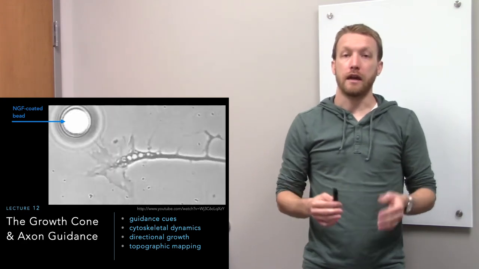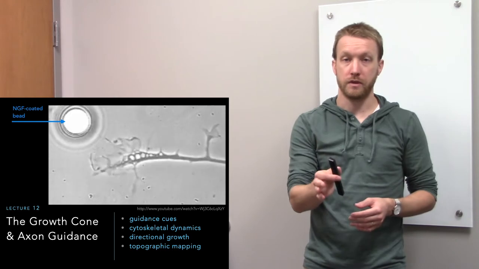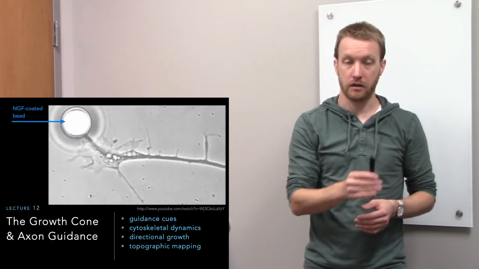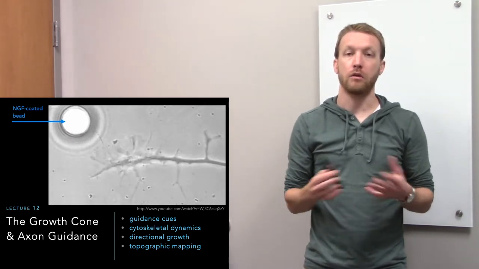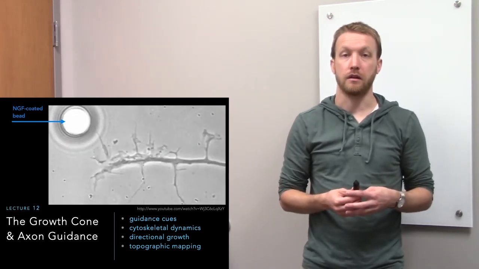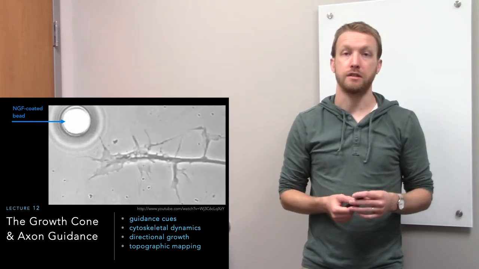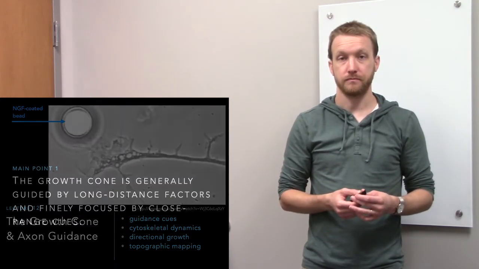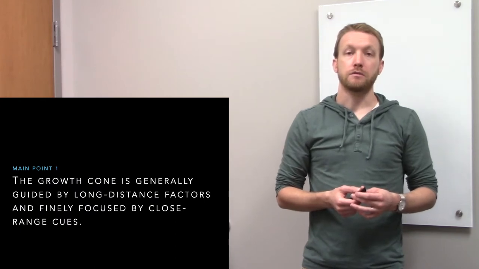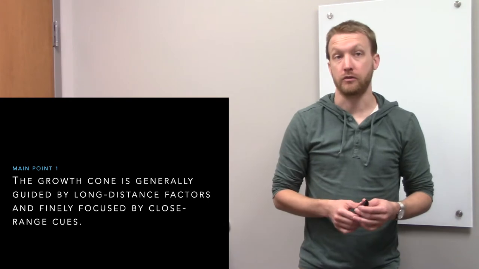And they're also quite dynamic. The cues can change over time to allow movement during some period of development, but not others. And the growing cells can adjust how they respond to these guidance cues based on what other signaling molecules they're exposed to or changes in gene expression. First, we're going to talk about the guidance cues that affect the growth cone.